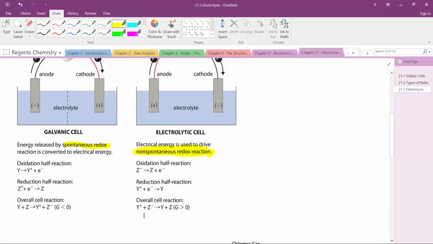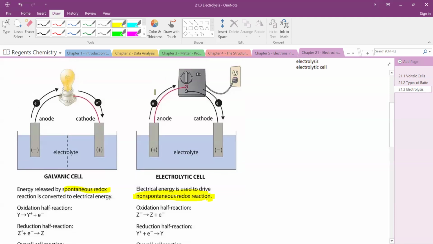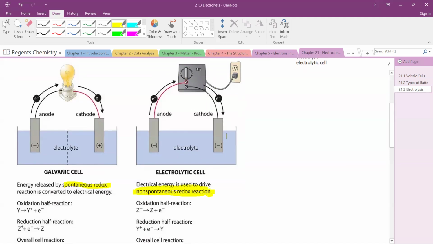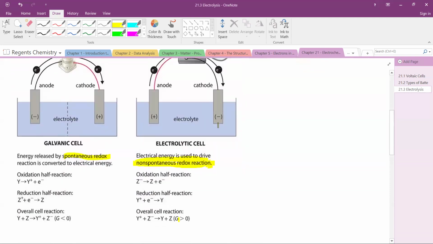It looks pretty similar to our galvanic cell, except now it's the reverse reaction. We go from the ions to the atoms, and here delta G is greater than 0, which means it is not spontaneous. So this only occurs because we have this electrical circuit. We have this electrical energy being used to power this process. So again, that is called an electrolytic cell.